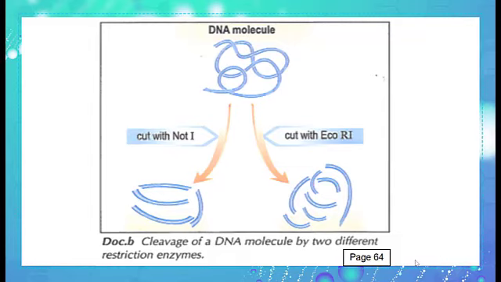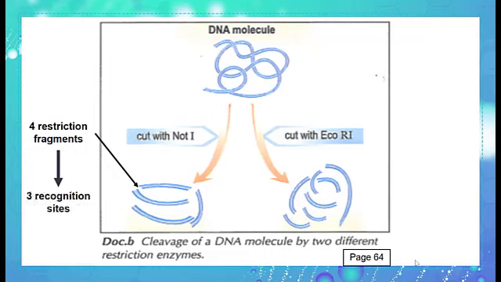In case of NotI, 4 restriction fragments are obtained. This indicates that the recognition site of NotI is repeated 3 times in this DNA molecule. While in case of EcoR1, 7 restriction fragments are obtained.